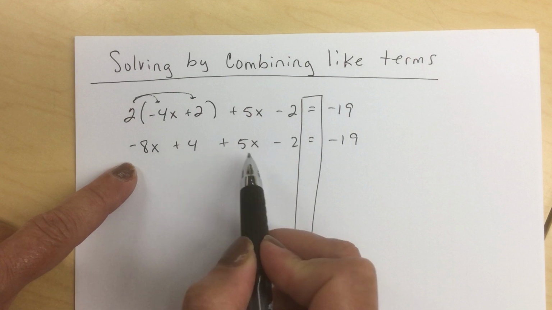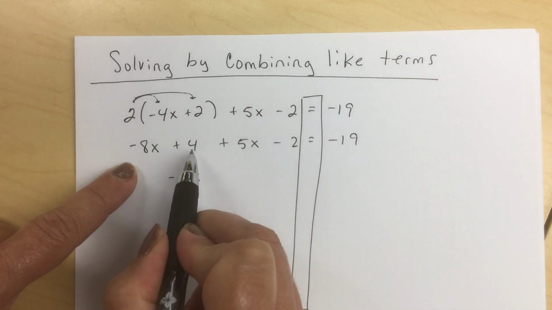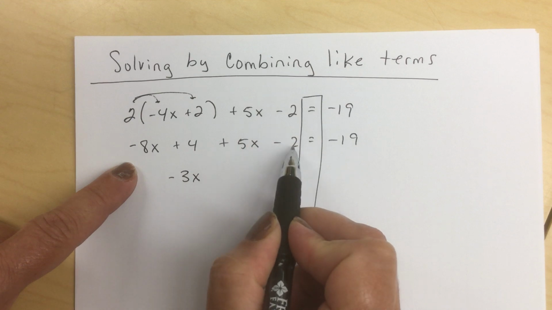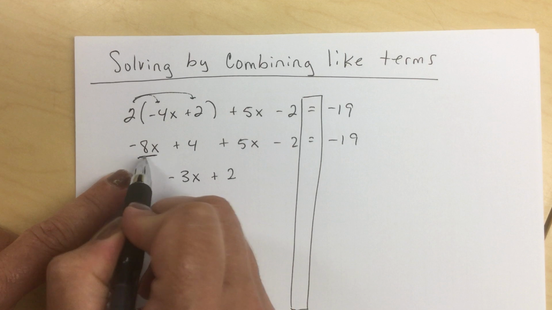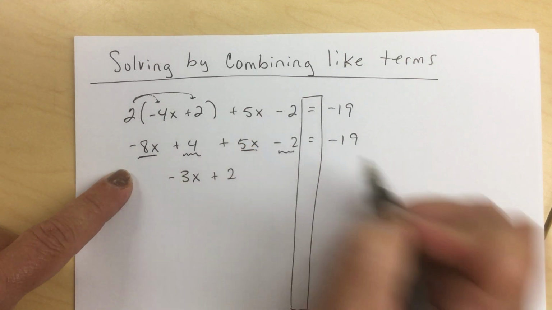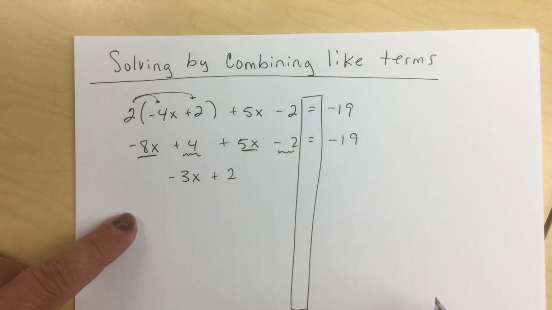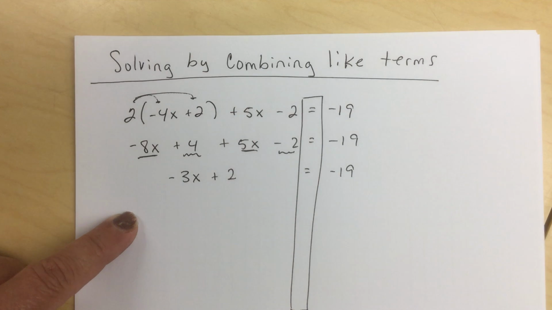So negative 8x plus 5x is negative 3x. And a positive 4 minus 2 is a positive 2. So I'm just combining these two terms because they're alike, and I'm combining these two terms because they're alike. They don't have an x on it. Then I bring down my equal sign, and I bring down my negative 19.